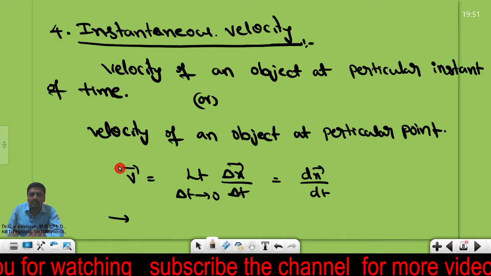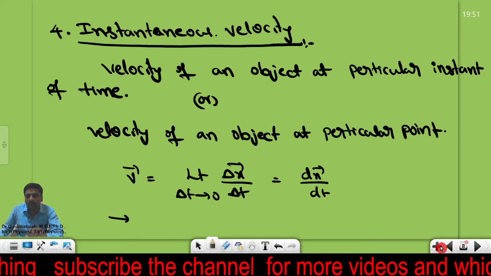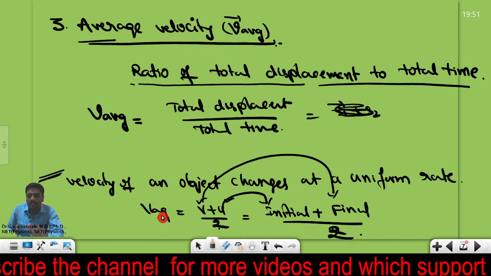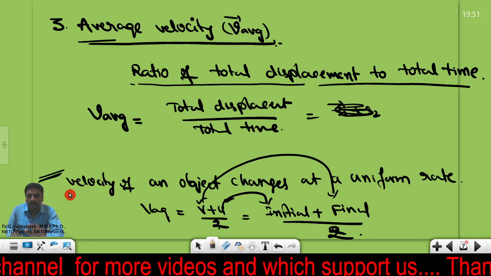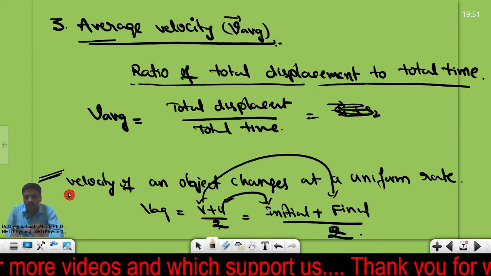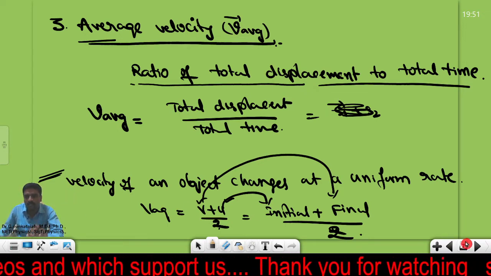So what does it mean, uniform rate? This formula I will discuss at the end of this slide, because we are going to use some small equations. That's why I am skipping this one.